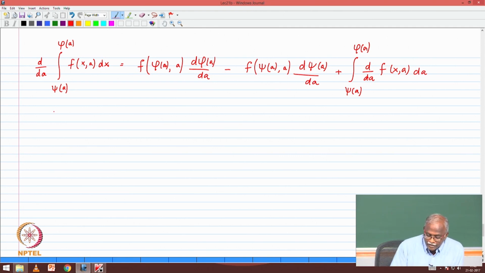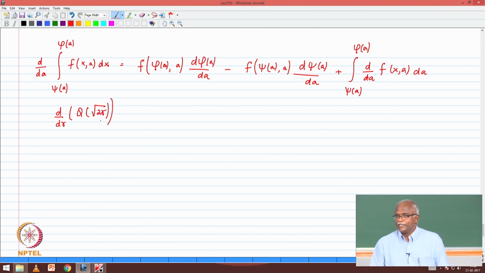Now, we are differentiating d by d gamma of Q of root 2 gamma. Where is the gamma present? Is it present in the lower limit of the Q function? Yes. The argument of the Q function will be present in the limit. Okay. So gamma is present in the lower limit, so this term will be present. Upper limit is infinity, so that term is not there, and the integrand is e power minus x squared over 2, basically a Gaussian. So only the variable of integration is present in the integrand. Therefore, this term is also not there.